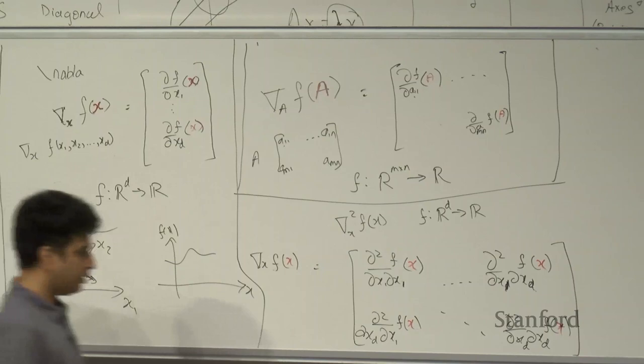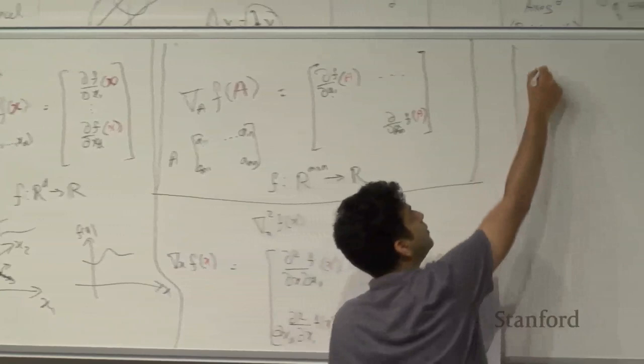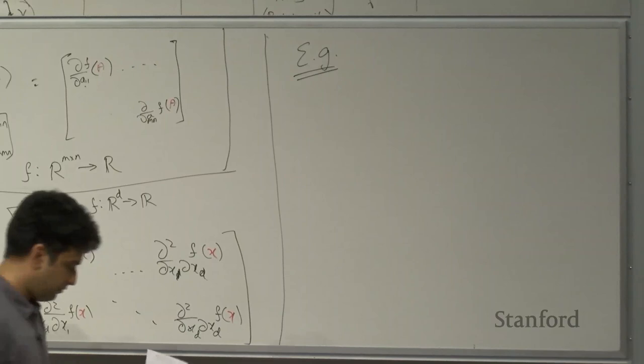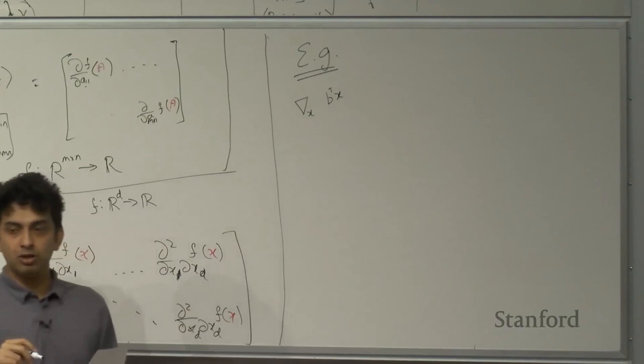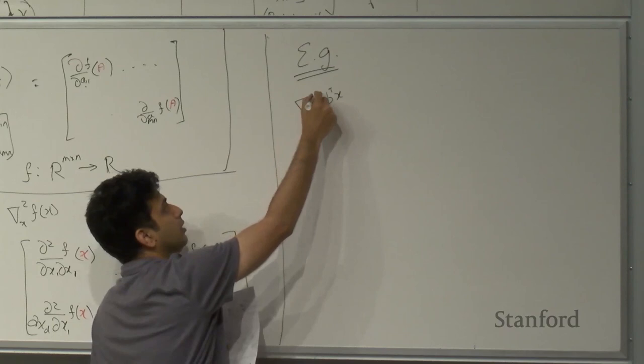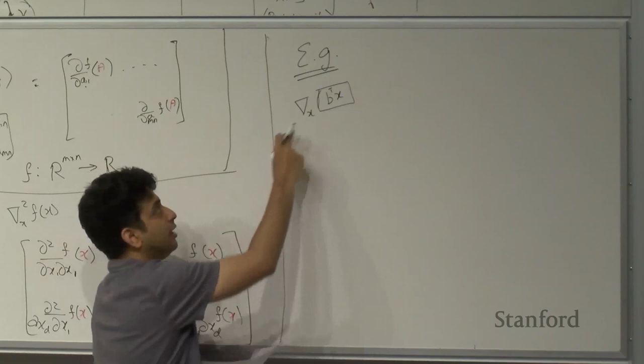And a few examples. A few things that you're going to be using very liberally throughout. What is the gradient with respect to x of b transpose x, where b is some constant vector? You take a dot product with x, and this is scalar valued. b transpose x is a scalar, and we want to calculate the gradient of b transpose x with respect to x, where b is some constant.